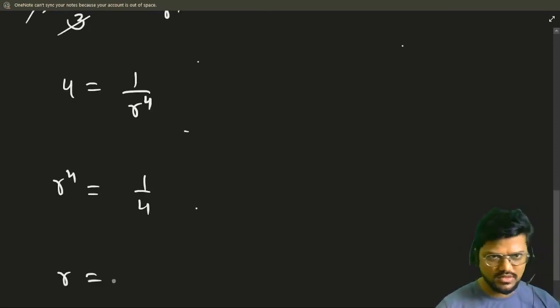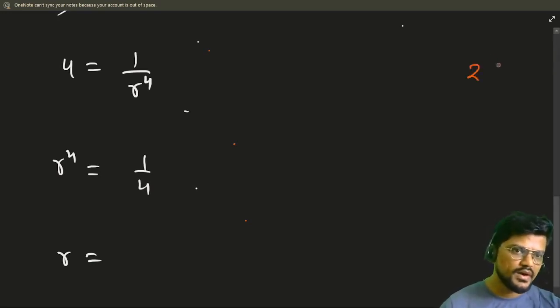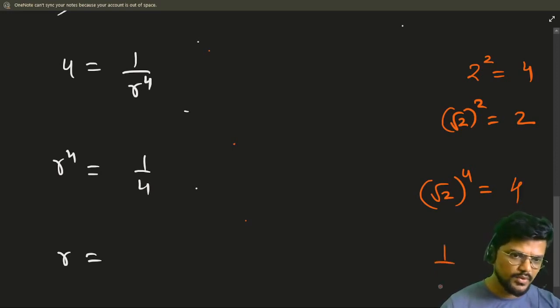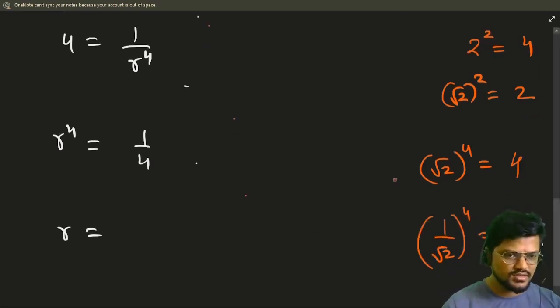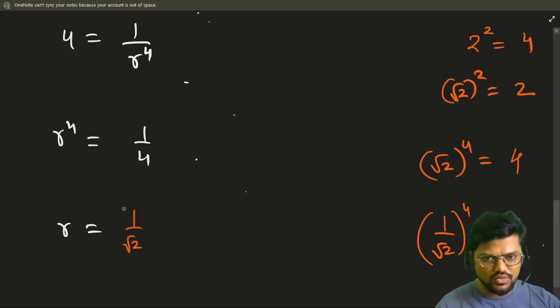Yeah, Bhumi and Nidhi. 2 to the power 2 is how much? 4. And root 2 to the power 2 is how much? 2. Root 2 to the power 4 is how much? 4. So 1 upon root 2 to the power 4 will give you how much? Yeah, the answer of this is 1 upon 4. So 1 upon 4 can be written as 1 upon root 2 to the power 4.